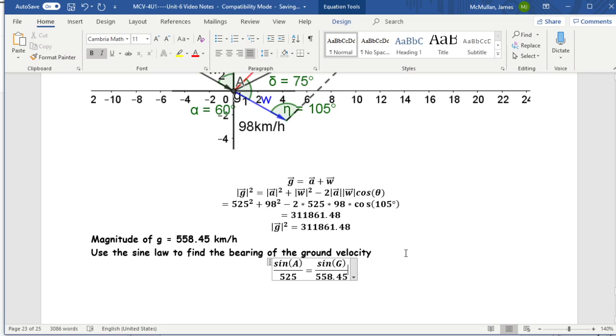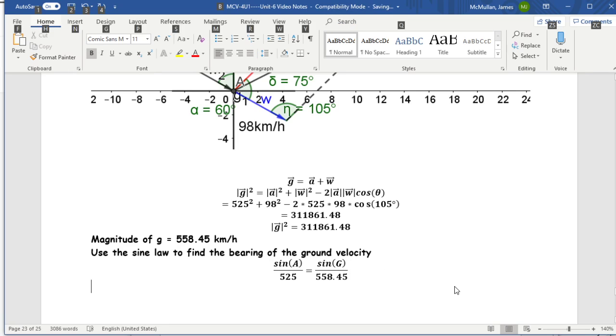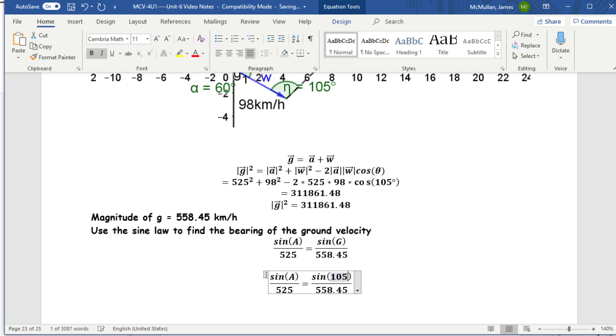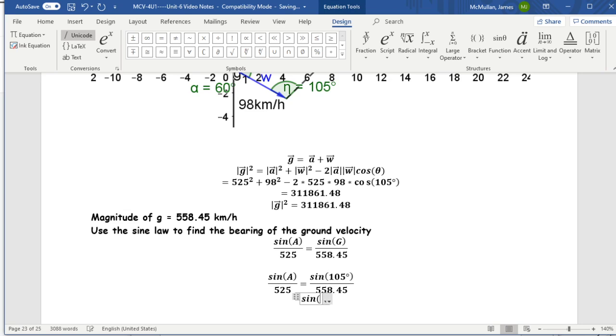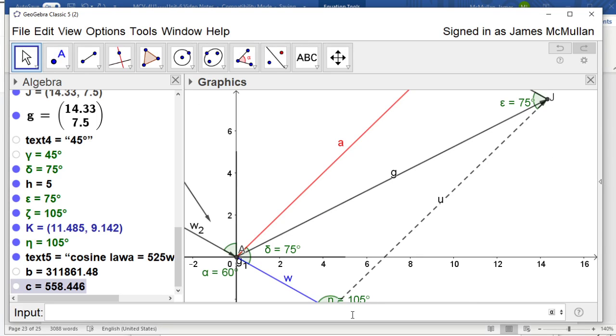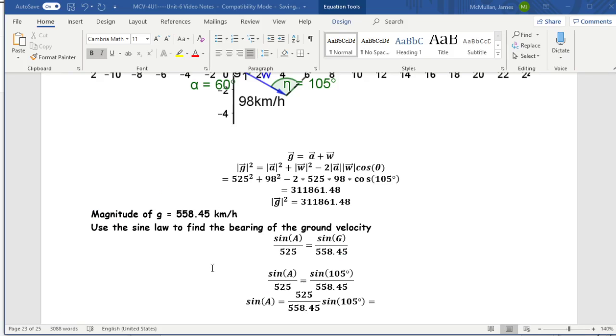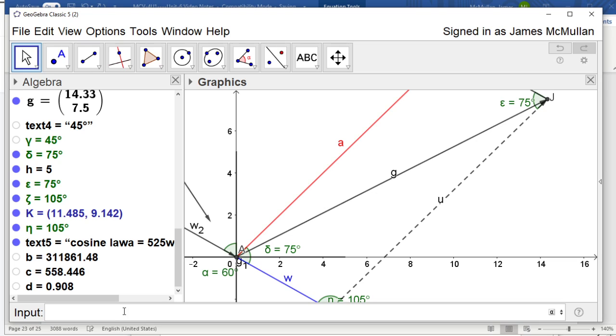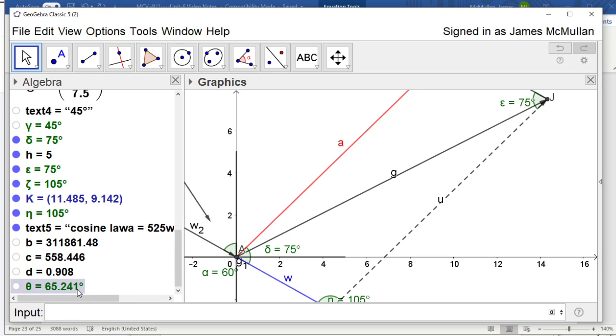Let's just quickly have GeoGebra do that. G is the angle opposite the ground speed, which is 105. And so let's just solve this one. So sine A equals 525 over 558.45 times sine 105 degrees. And then inverse sine of that is 65.241 degrees.